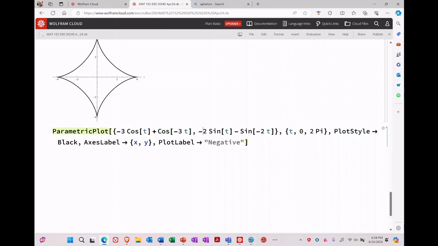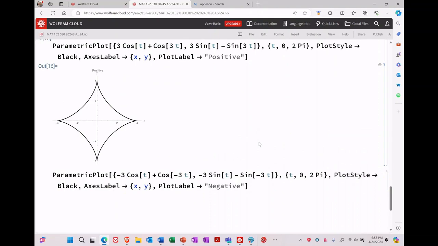Right, so now instead of -2, we're going to have -3. So think back to what the last problem did. We're going to replace the positive with negative. And try to picture what's going to happen here.